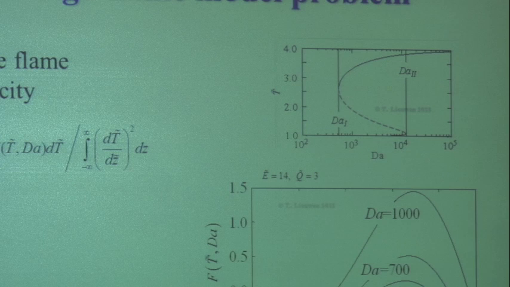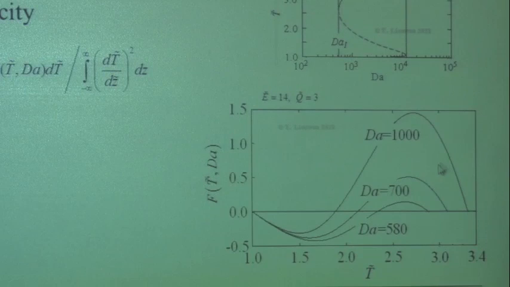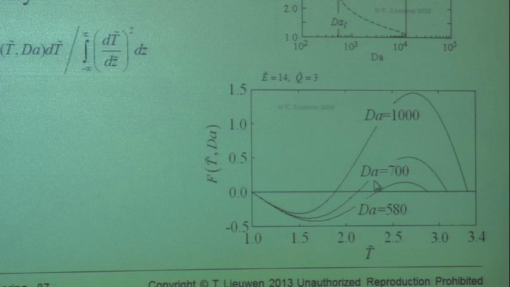So what we can do, and it turns out I just iterated and I magically found out that this value of 700 was where the area under the curve was exactly zero. So that's where the edge velocity is zero. So what we can do from this is further divide this intermediate regime, where you can have either essentially equilibrium or frozen solutions.